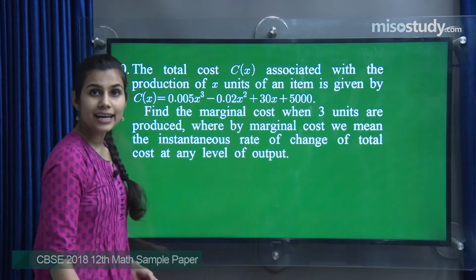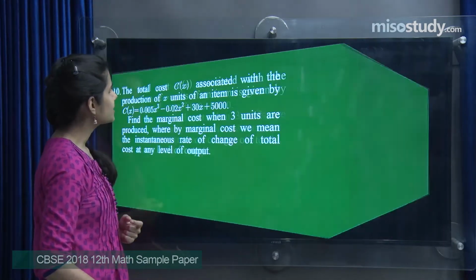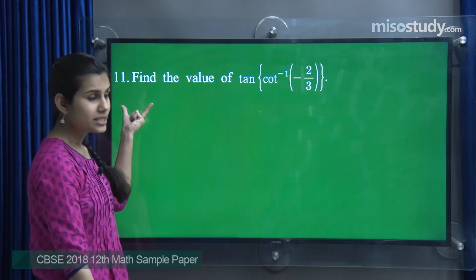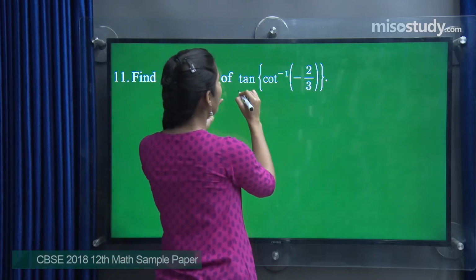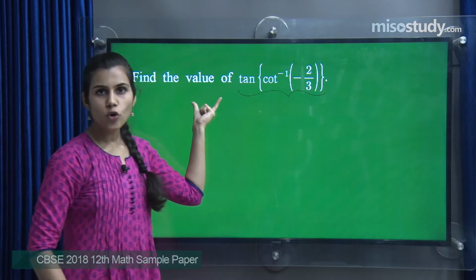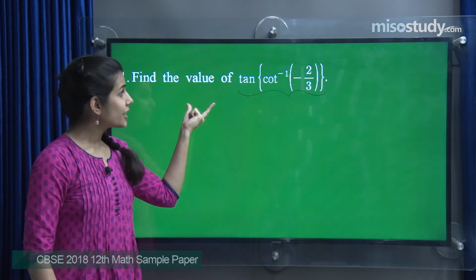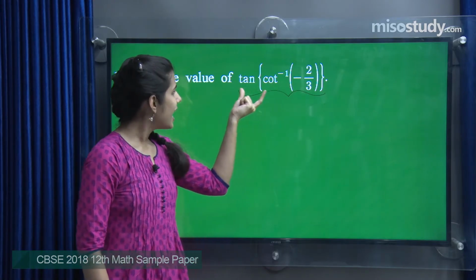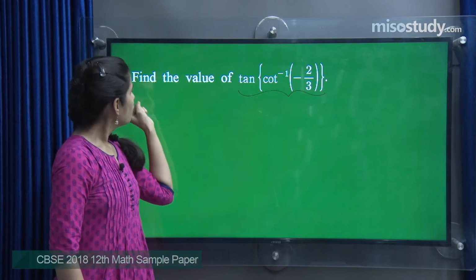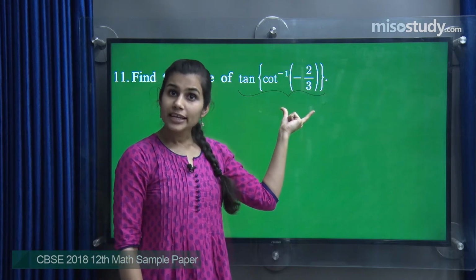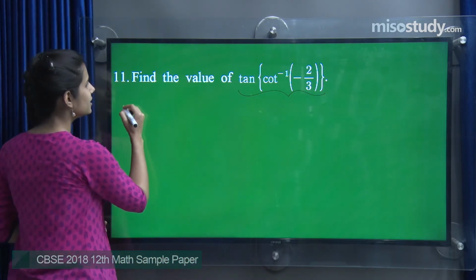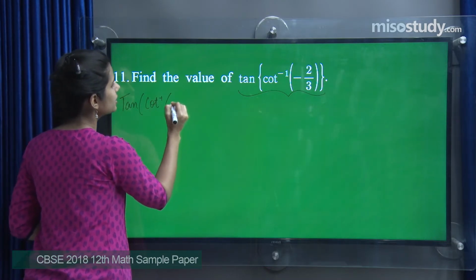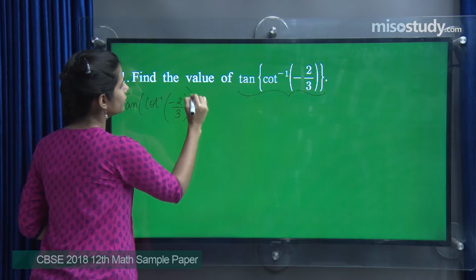Once this question is tackled, let's see what happens to the next question of section B. The next question says, find the value of this trigonometric expression. It is actually involving an inverse trigonometric function, which is cot, and a tan. Find the value of this particular expression. Let's get started. Tan of cot inverse minus 2 by 3.